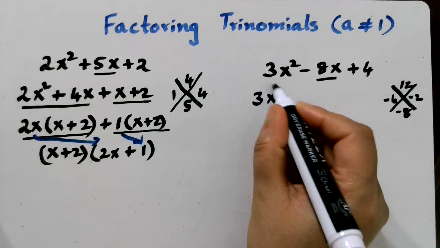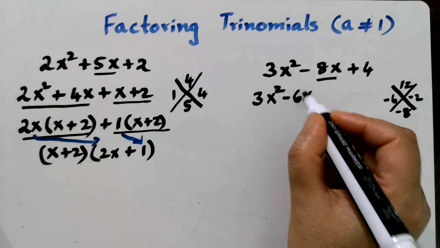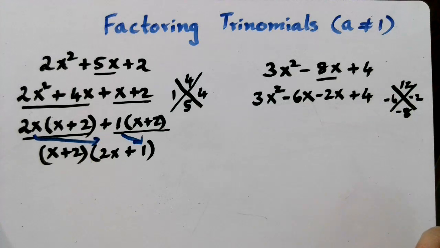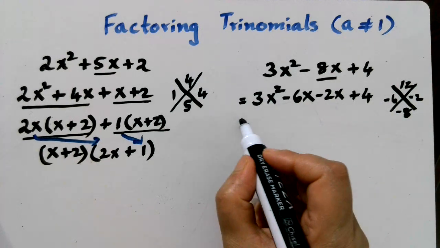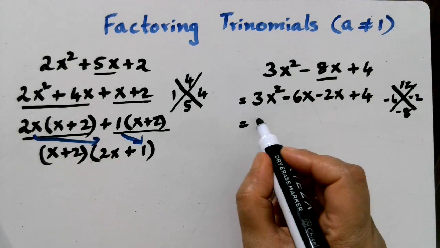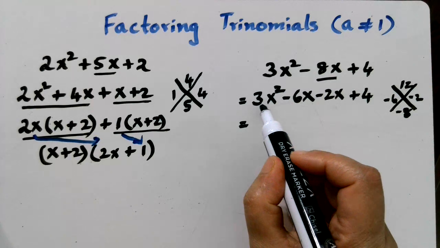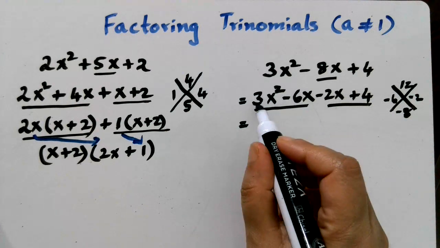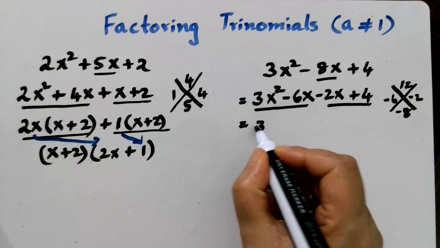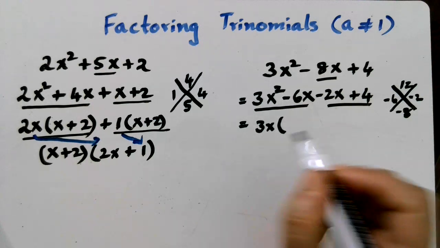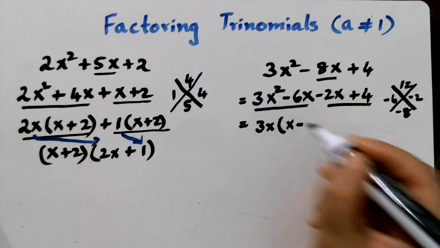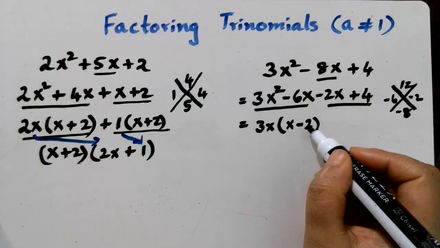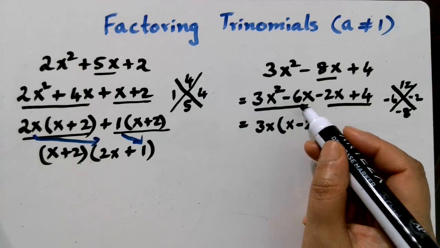So we have 3x squared minus 6x minus 2x plus 4. That's equal to... Now we have to factor by grouping. This is the first group, that's the next group. The greatest common factor for the first group is 3x. If we take 3x as the greatest common factor, we are left with x minus 2. 3x times x is 3x squared. 3x times negative 2 is negative 6x.